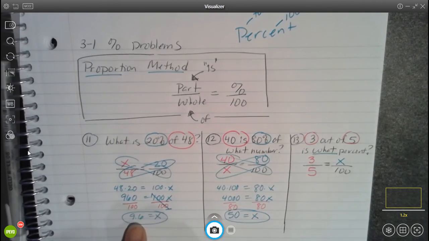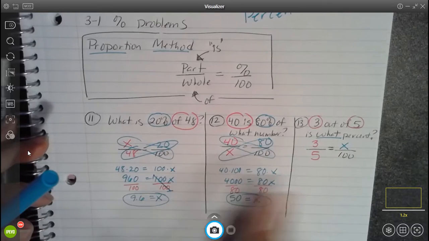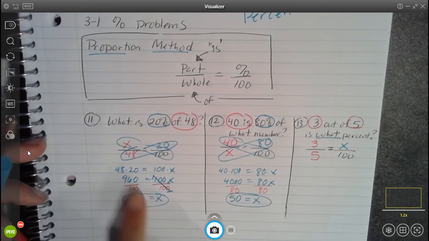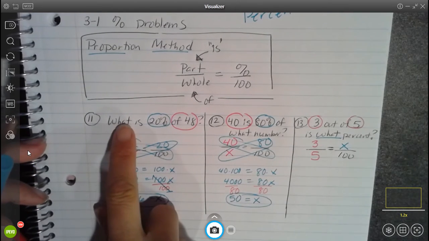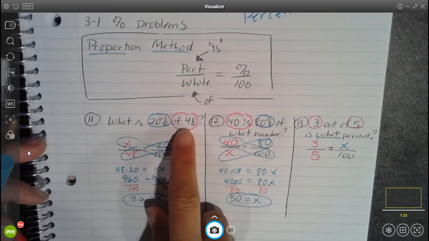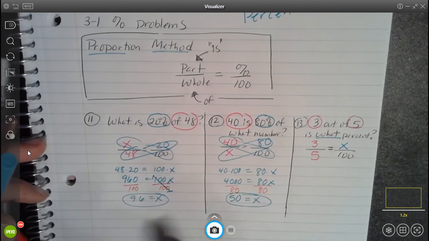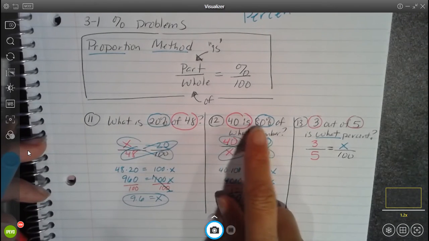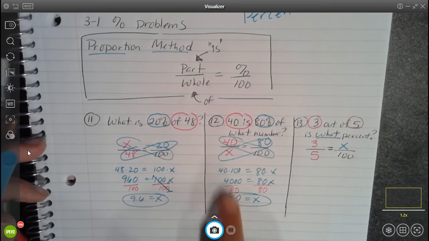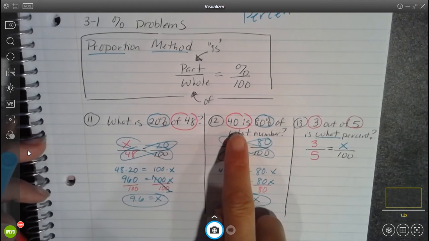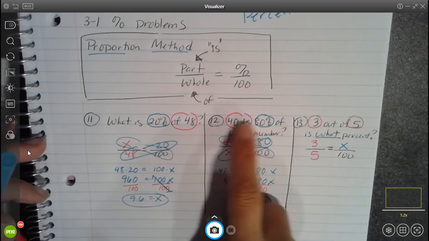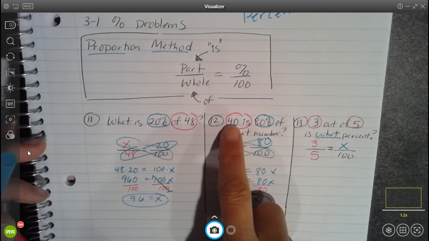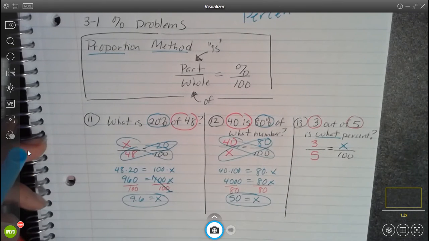So let's talk about these two for a second before we go on to the last one. Let's see if that makes sense. 9.6 is 20% of 48. That seems to make sense. 40 is 80% of 50. That makes sense because 80% is the 40, the part of this bigger number.